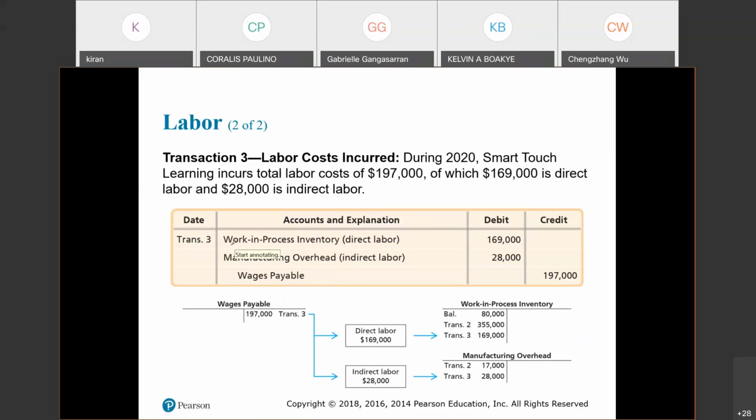For the direct labor, we debit this account, work in process inventory. And for indirect labor, we debit manufacturing overhead. Well, as you can see, this is very similar to the use of materials.